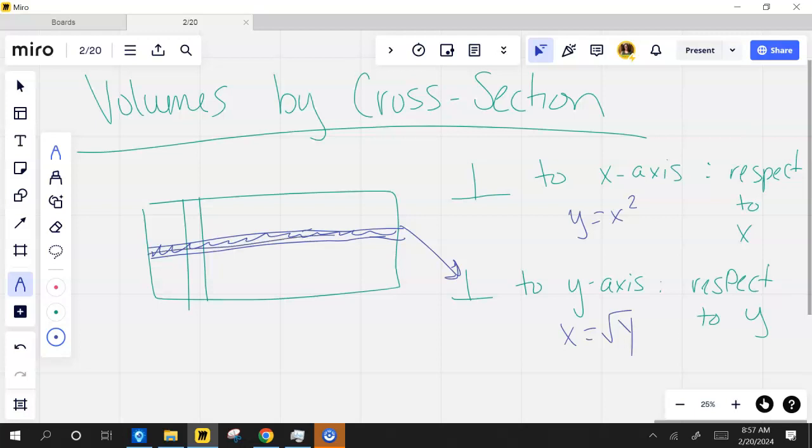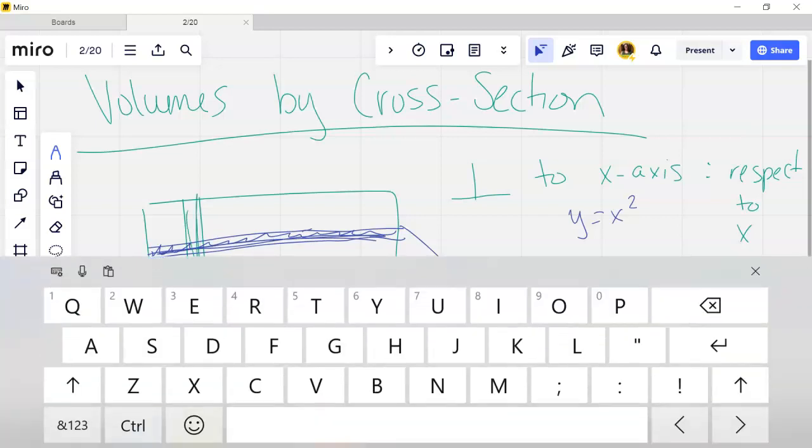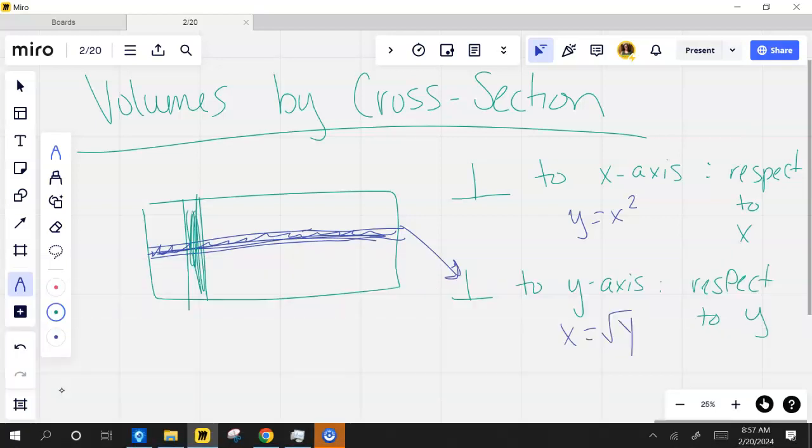This is what a cross-section perpendicular to the y-axis would look like. This is what a cross-section perpendicular to the x-axis would look like. This depends on how you slice the bread.